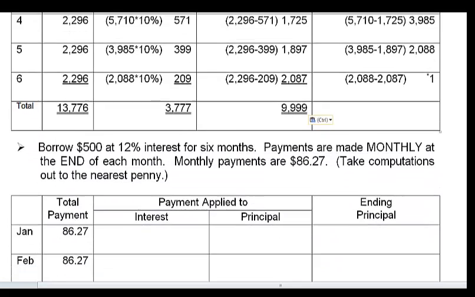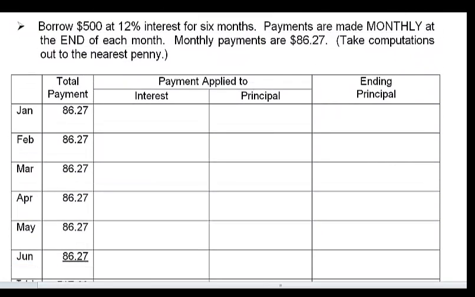Let's move on to a second example. And the only difference here is that now instead of making the payments just once a year, we're going to make the payment each month. We're going to borrow $500, 12% interest, and we're going to make the payment each month for a total of 6 months. My monthly payments are $86.27. Now, again, Excel has a function that will allow us to calculate that. For right now, we're doing it manually. We're just going to take that as my payment amount.